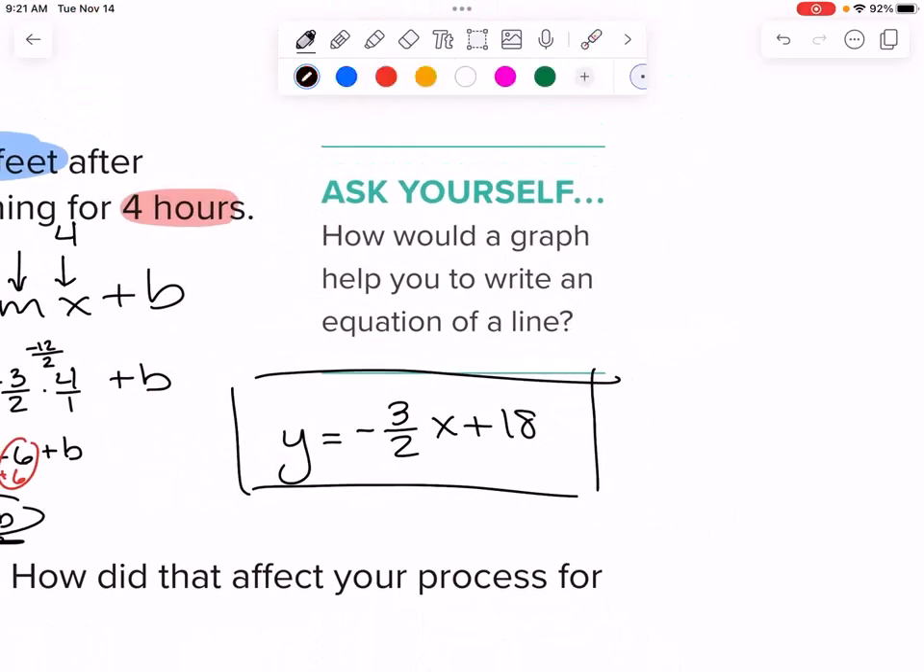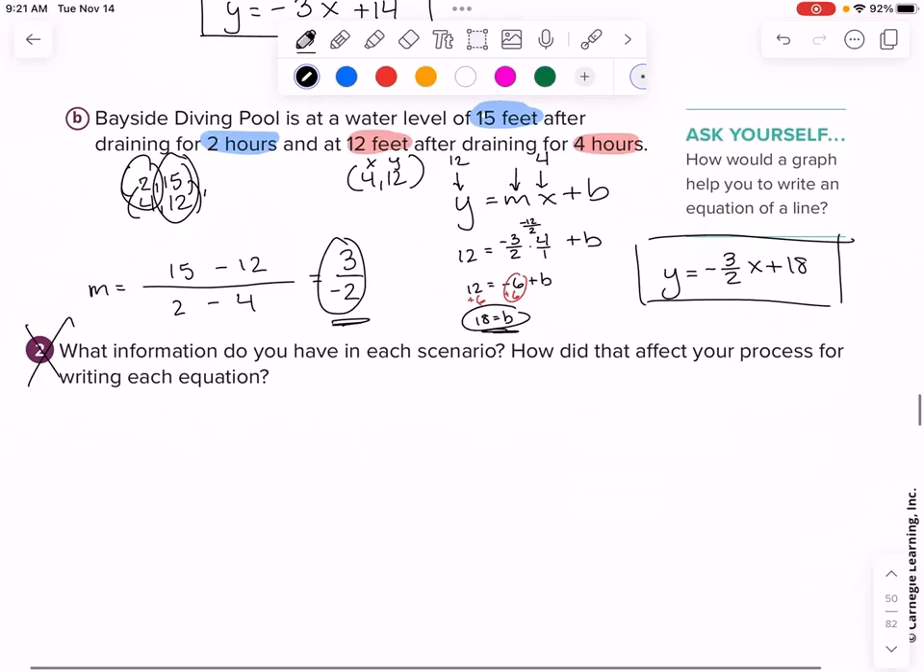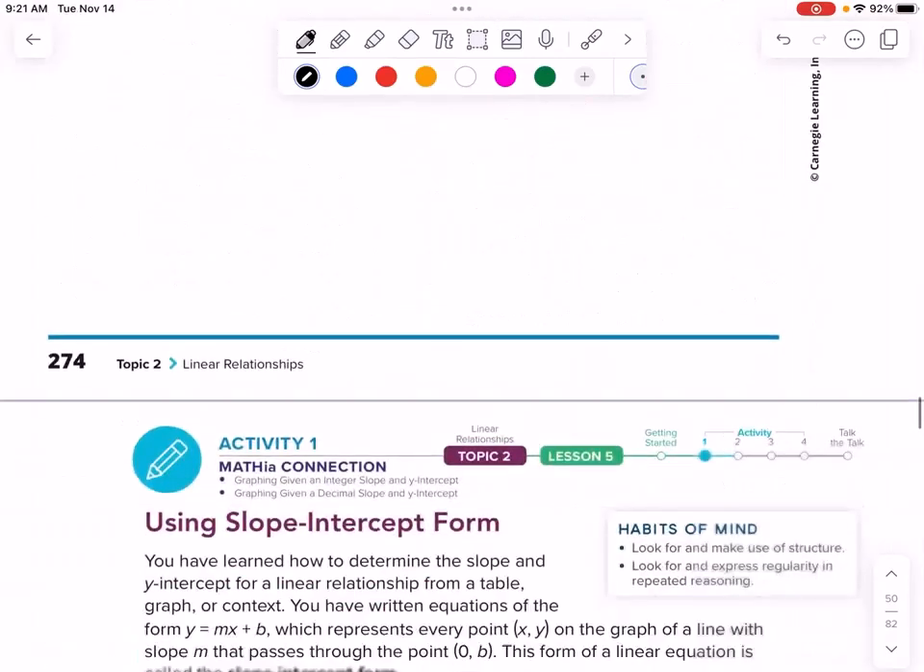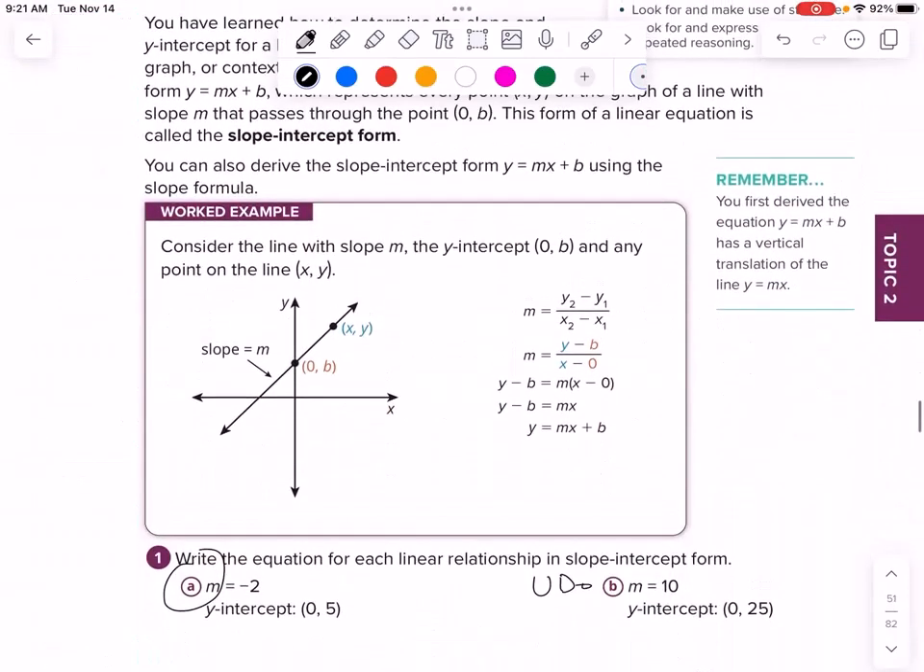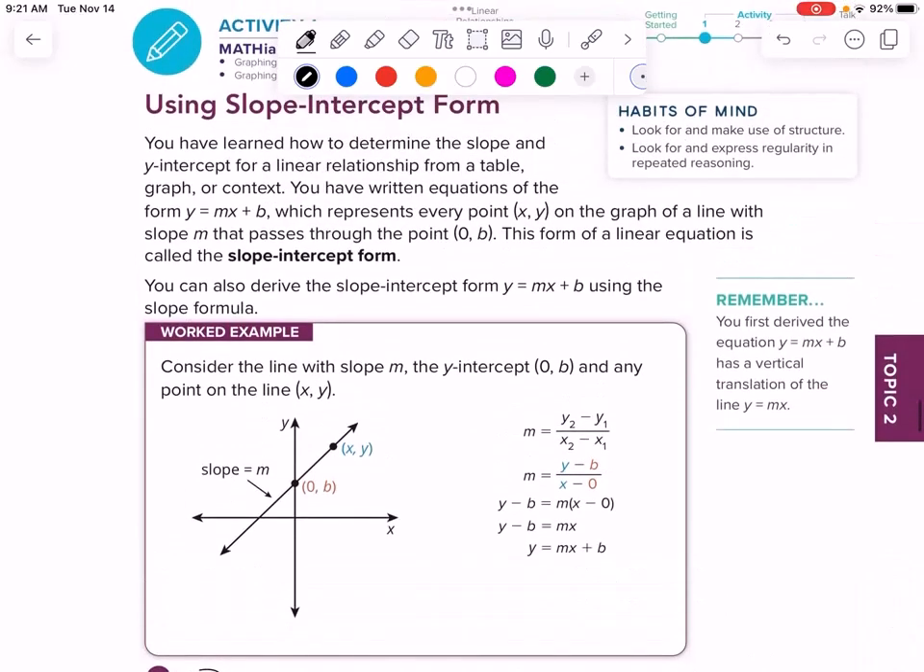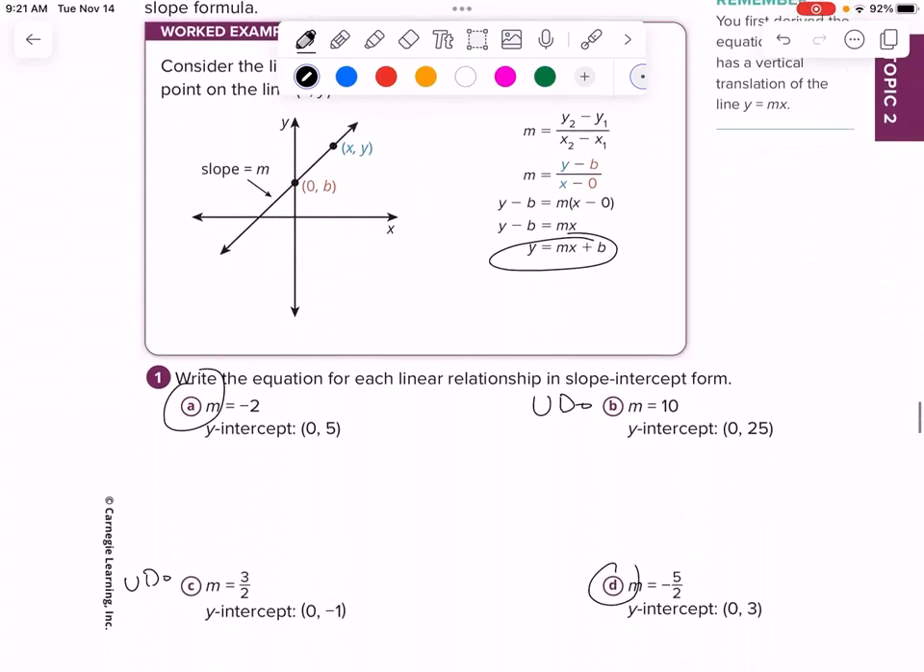All right, let's move on. Skipping number 2, going to our lesson here. We do have some u-dos, and we do have some things that we're familiar with, slope-intercept form. This is just deriving the formula, but we already talked about this as y equal to mx plus b.